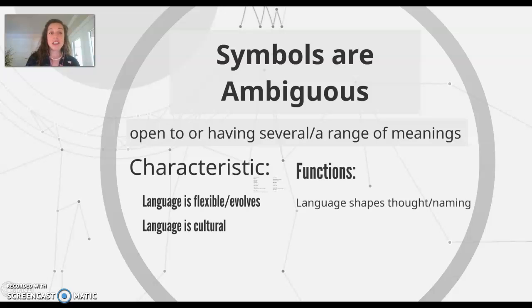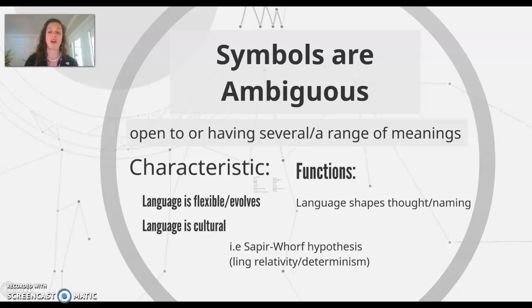So some functions of language that this relates back to is that language shapes thought and naming, right? We have to use symbols to name things, things being ambiguous. We can tie that back to language being cultural and shaping thought or naming with the Sapir-Whorf hypothesis, or linguistic relativity or indeterminism. Those are all related to the Sapir-Whorf hypothesis. And that's talking about how you talk about things that you don't have a name for. So think about trying to translate things into other languages.